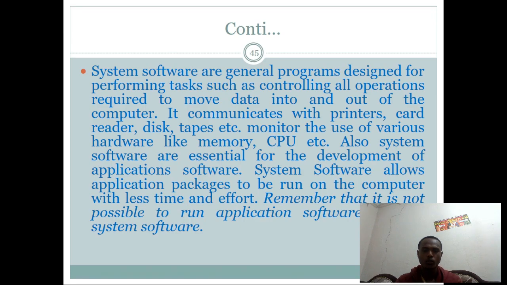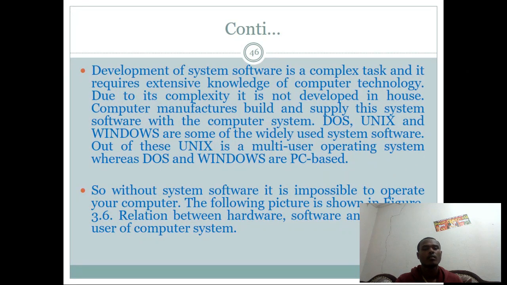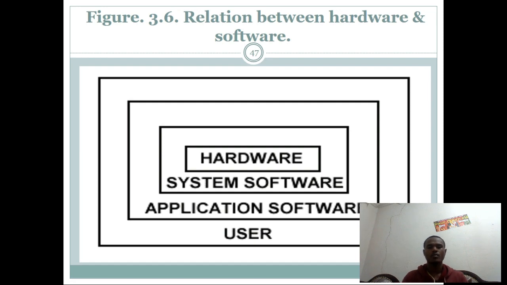It is not possible to run application software without system software. It means that system software is more important than application software. Examples of system software are Windows, Unix, DOS, and so on. This figure shows the relationship between hardware, system software, application software, and the user.